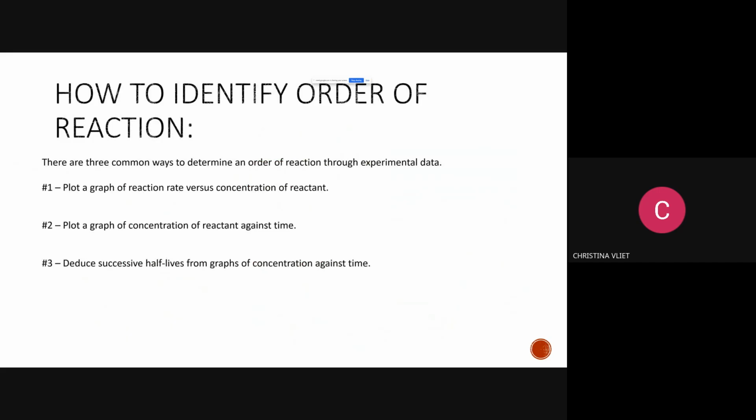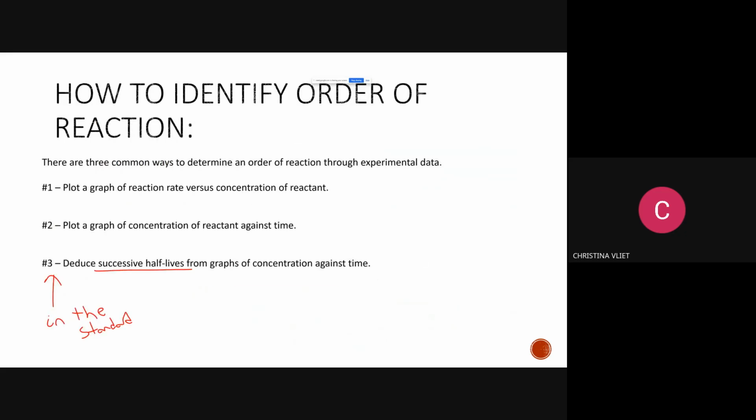Okay, so how to identify order of reaction from a graph. This is our main goal of the lesson today. First thing you have to do is plot a graph of your reaction rate versus your concentration of one of your reactants. Then you could also plot a graph of your concentration of reactant against time, or, and this is what is in the standard, they want us to use successive half-lives from a graph of concentration against time. And so we're going to learn how to do that today, and what in the world is a half-life in the first place.